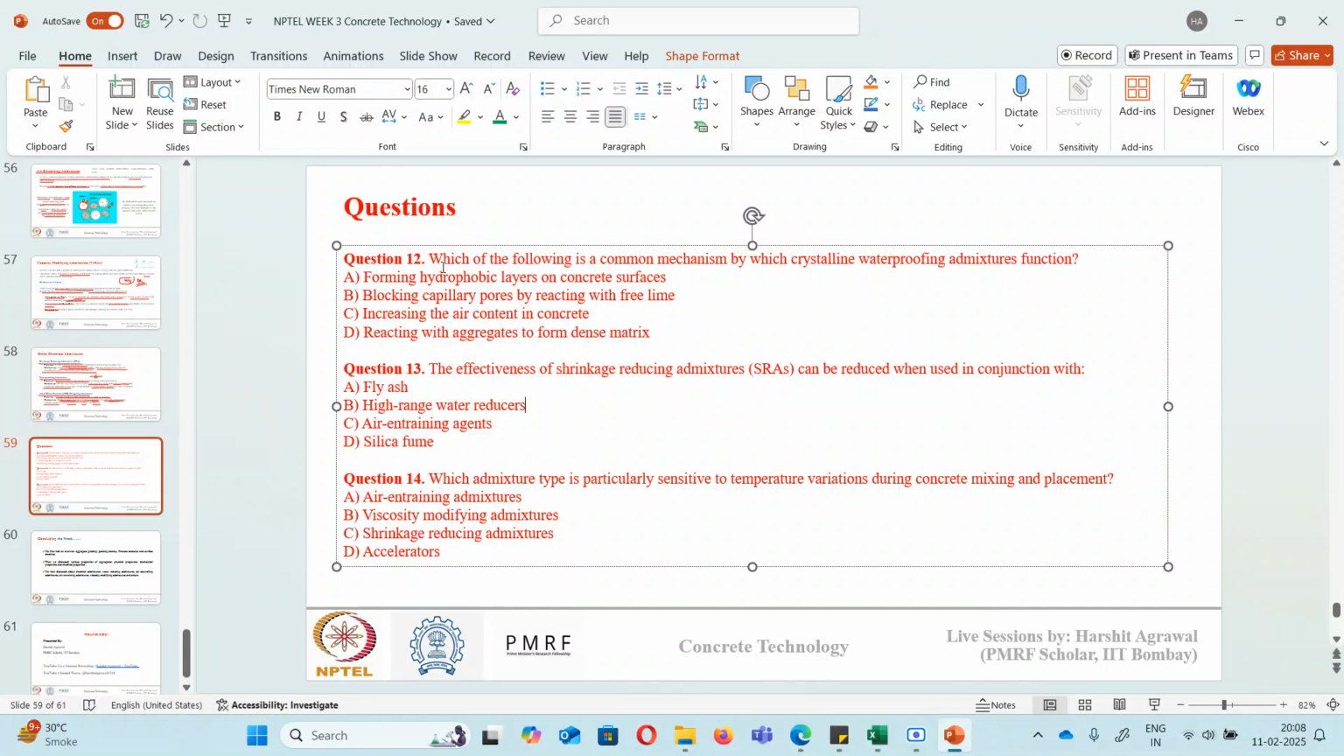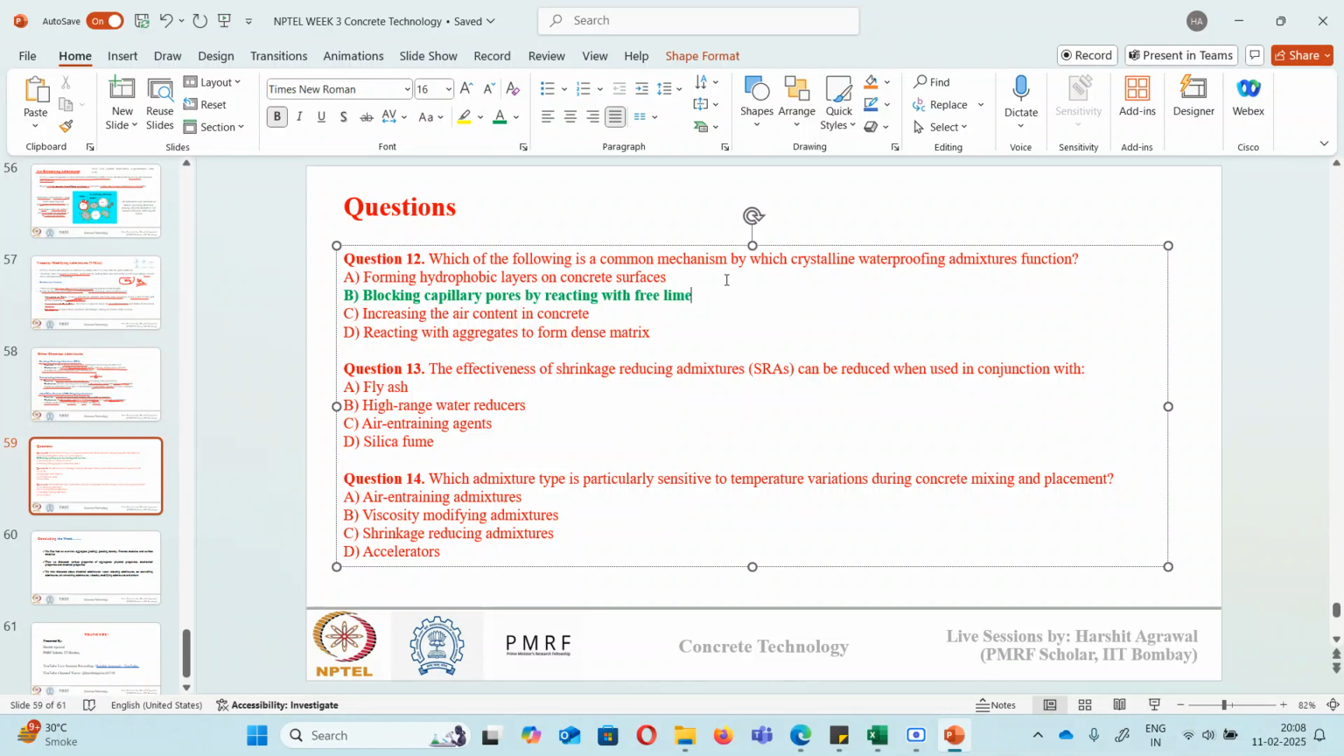First question: which of the following is a common mechanism by which a crystalline waterproofing admixture functions? By blocking the capillary pores by reacting with the free lime. Generally, a crystalline waterproofing admixture penetrates the concrete and reacts with free lime, like calcium hydroxide, and moisture to form an insoluble crystal that blocks the capillary pores and reduces the water permeability.